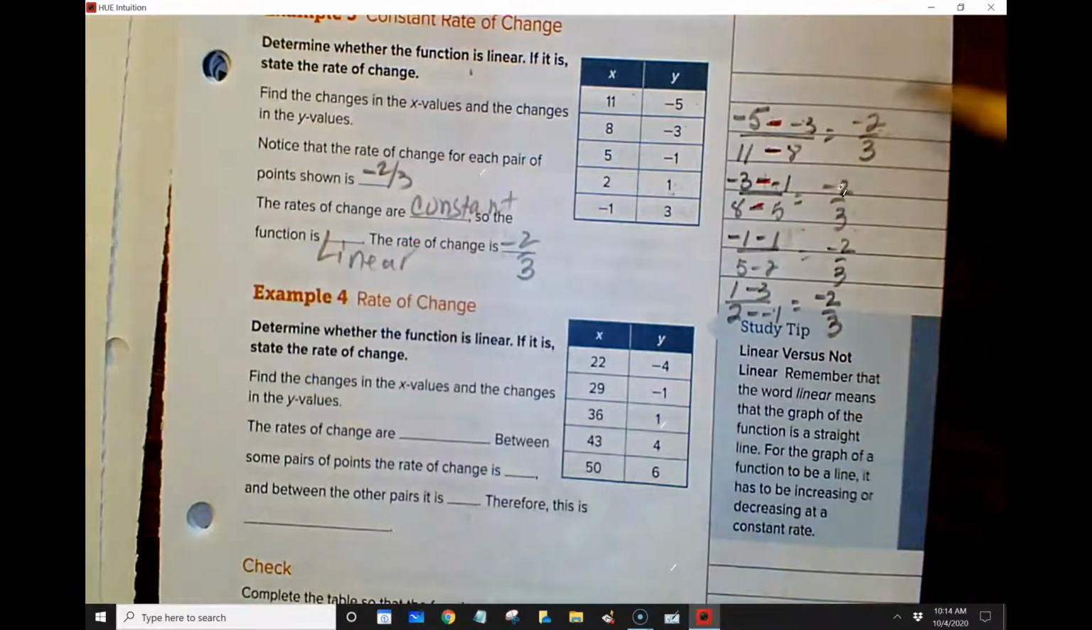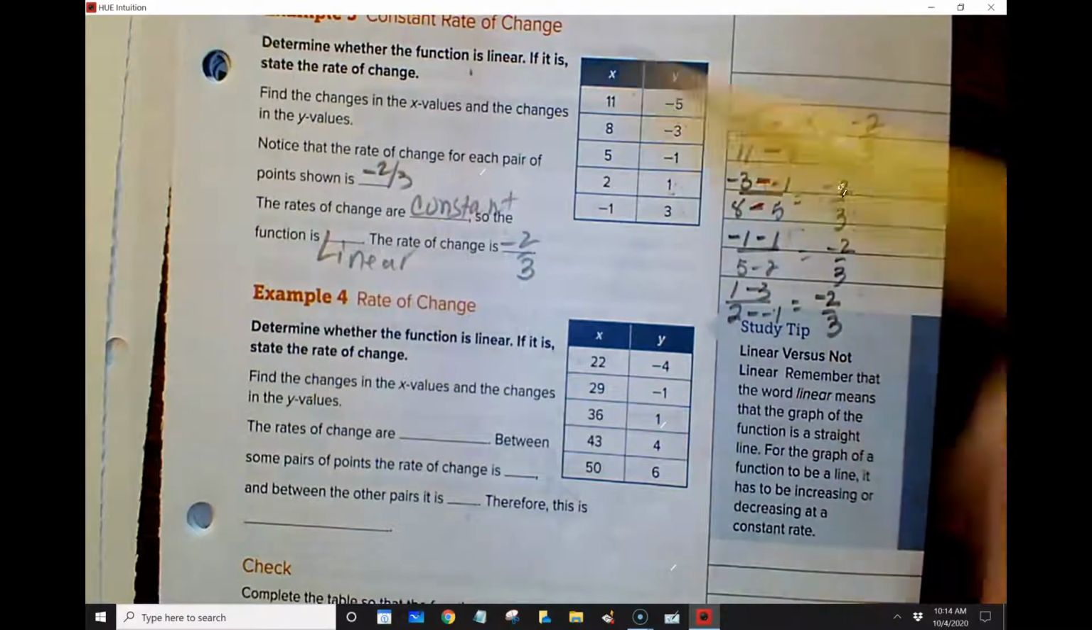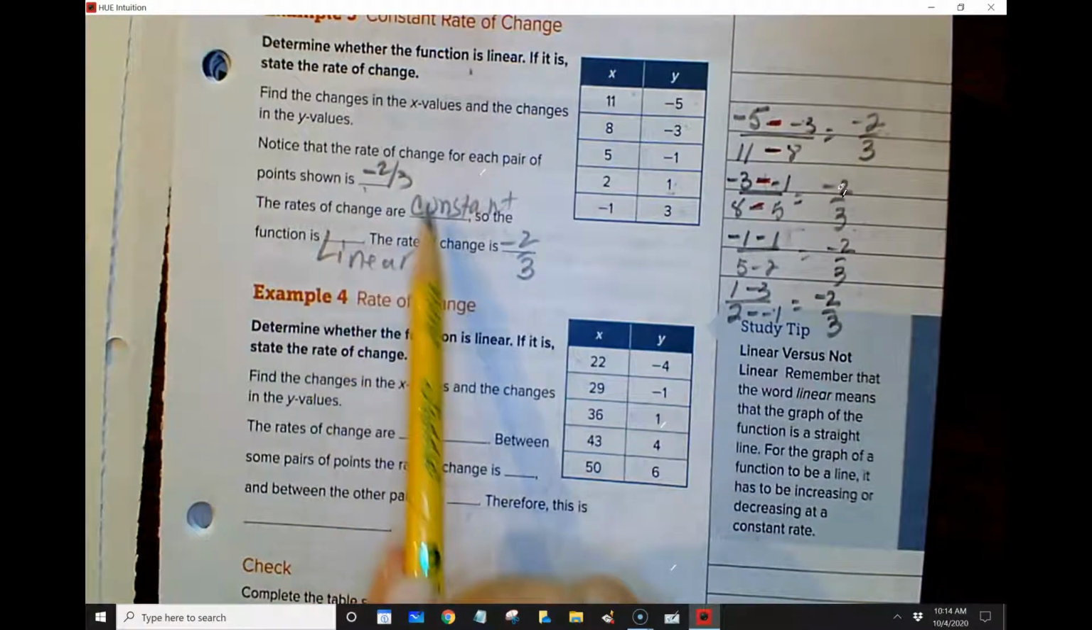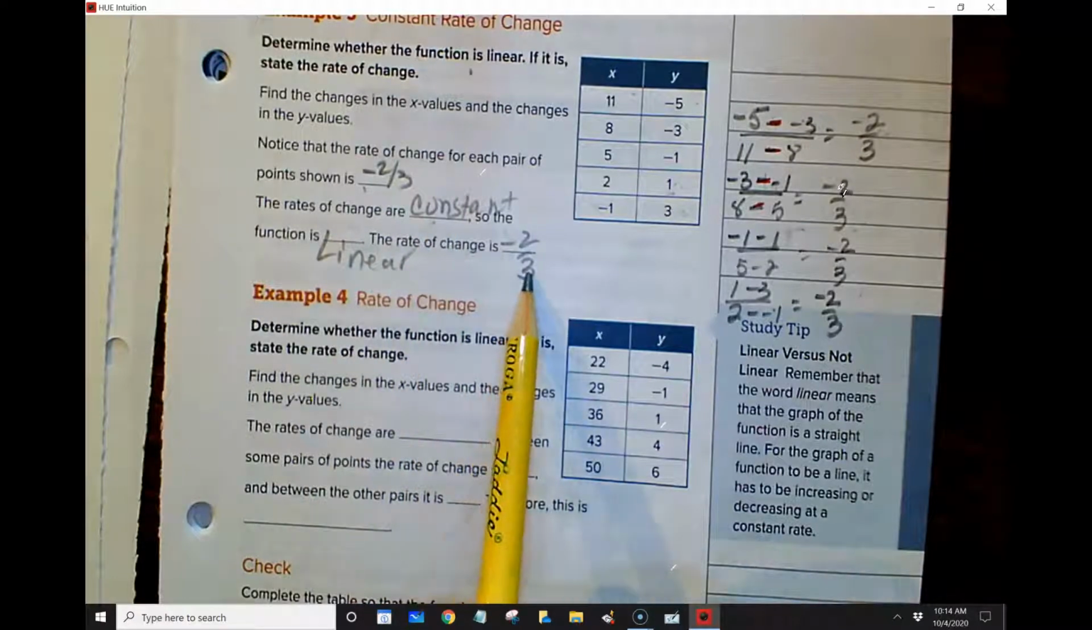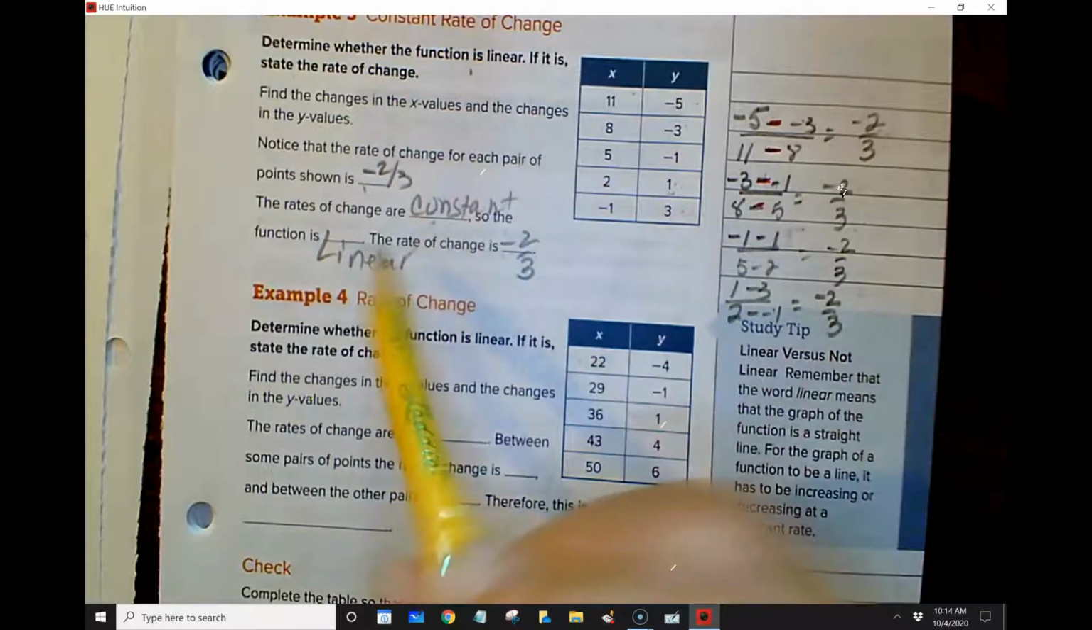So when we find out the rate is the same throughout all the points, it's going to be considered constant. So I found that it's negative 2/3 is my rate of change. Therefore, if I have a constant rate of change for all those points, they call that a linear function. The function is indeed a line.